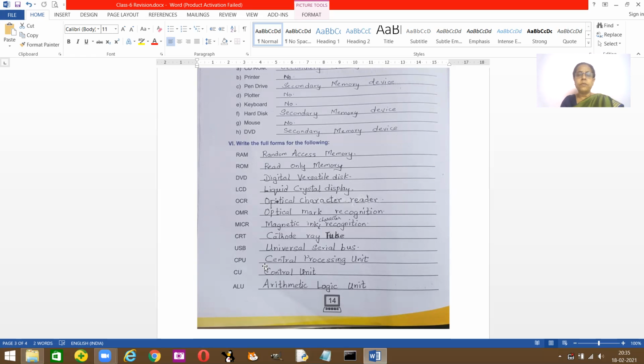CPU stands for central processing unit. CU is your control unit. ALU is arithmetic logic unit. Please learn all the full forms for the following.